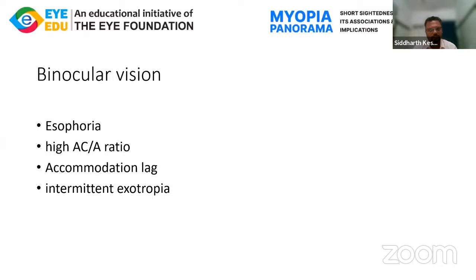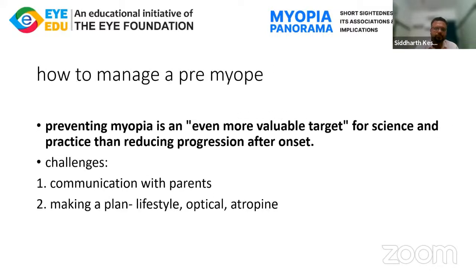If he has any of these binocular vision abnormalities, then he is at a higher risk of myopia. For example, if he has esophoria or high AC/A ratio, accommodation lag, or intermittent exotropia, this predisposes him to get myopia. Now, once you have diagnosed pre-myopia, then you want to know what to do about it. You know the child is at a risk for getting myopia, but then what do you do about it?